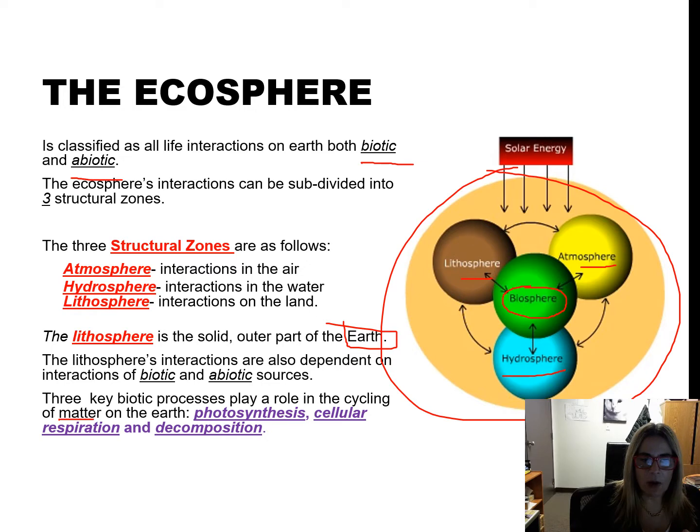So remember our law of conservation of matter. Matter is neither created nor destroyed. It just will change form. So the processes involved in the cycling of matter throughout the ecosphere are photosynthesis and cellular respiration, which we've discussed already in previous units, and also decomposition, which is the mechanism by which organisms like bacteria and fungi will break down organic matter and convert it into nutrients that can be used by other organisms.